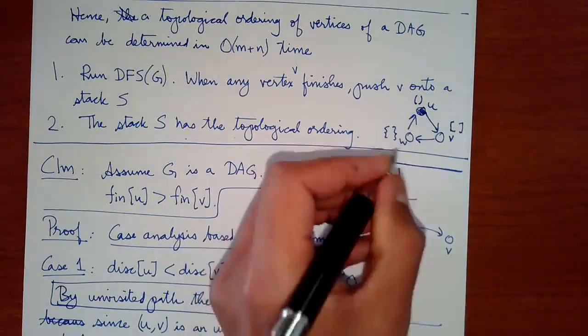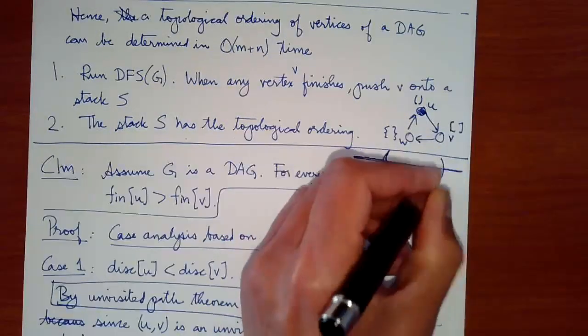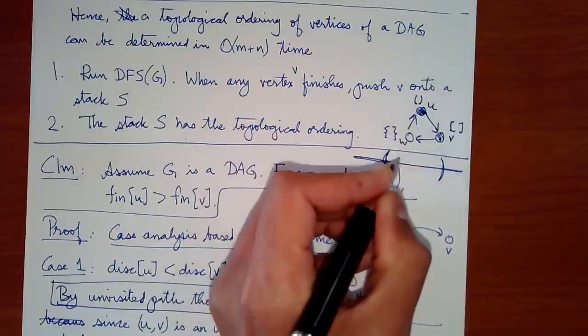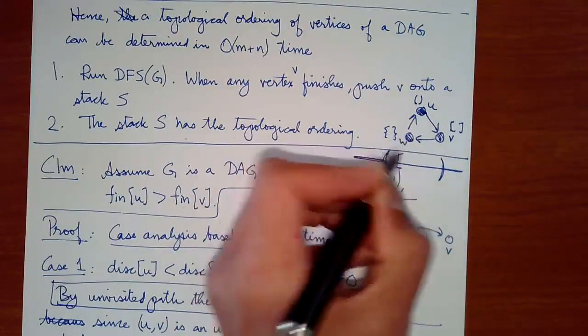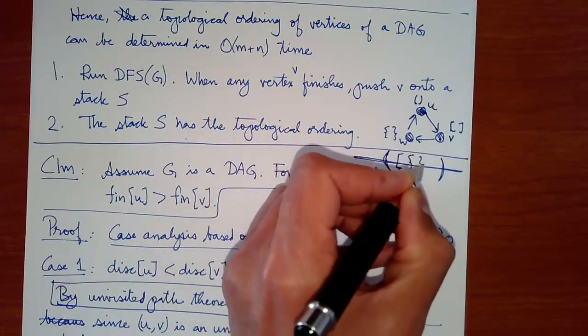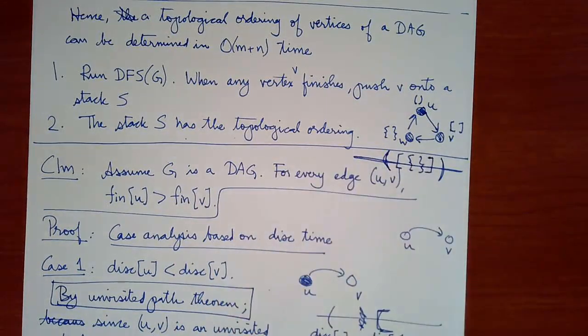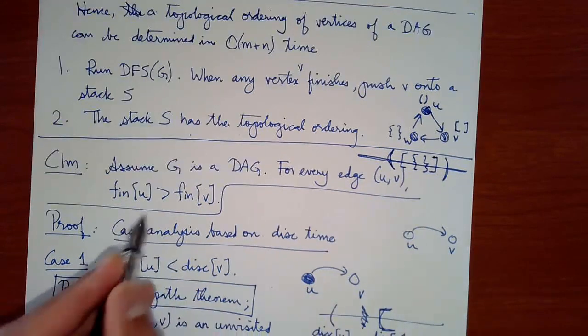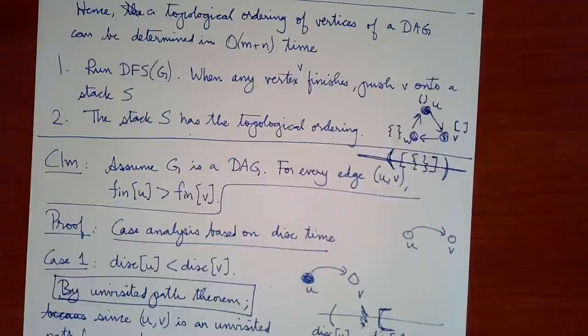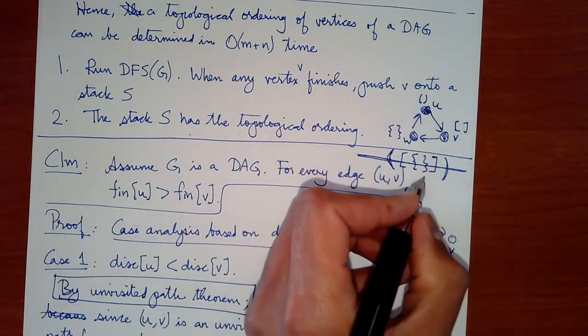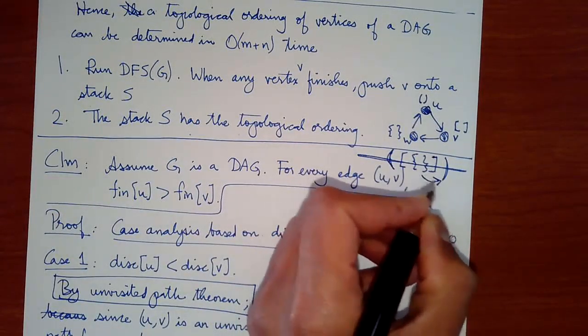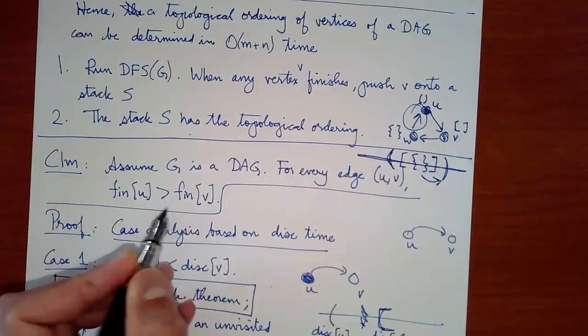Nested. They're all nested, right? So you have this, then this gets visited. So then you have that, then this gets visited. You have this, then this finishes, and that's what you have. Which edge violates this condition? The edge from W to U. From W to U, exactly. So this is W to U. This edge is violating this condition.